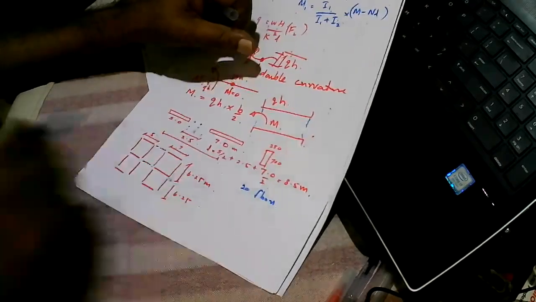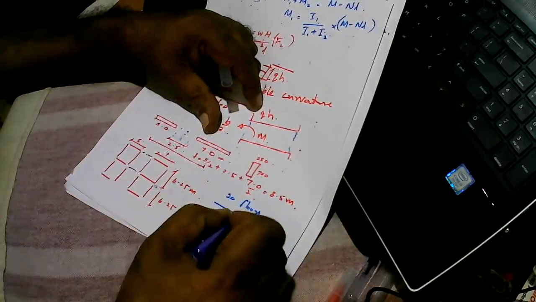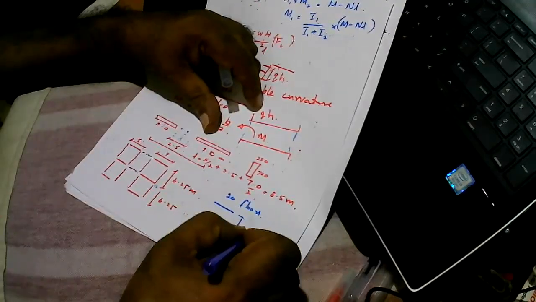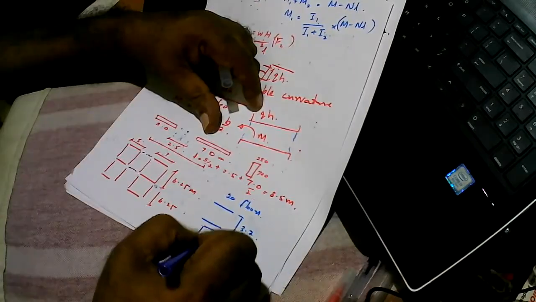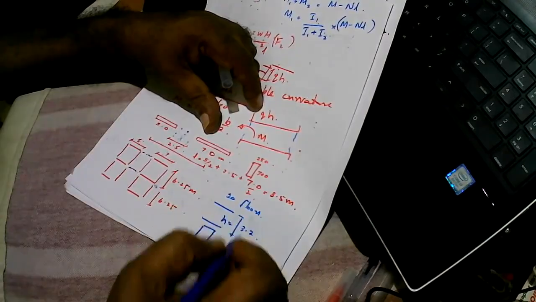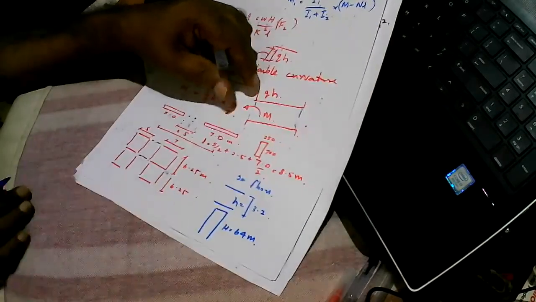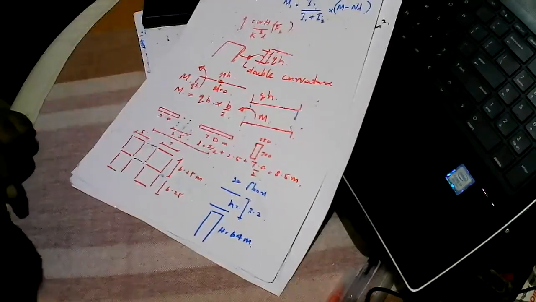And the building is having 20 floors. And the floor to floor height is 3.2 meters, giving a total height H of 64 meters. So that's the information available up to now. And we look at more information now.